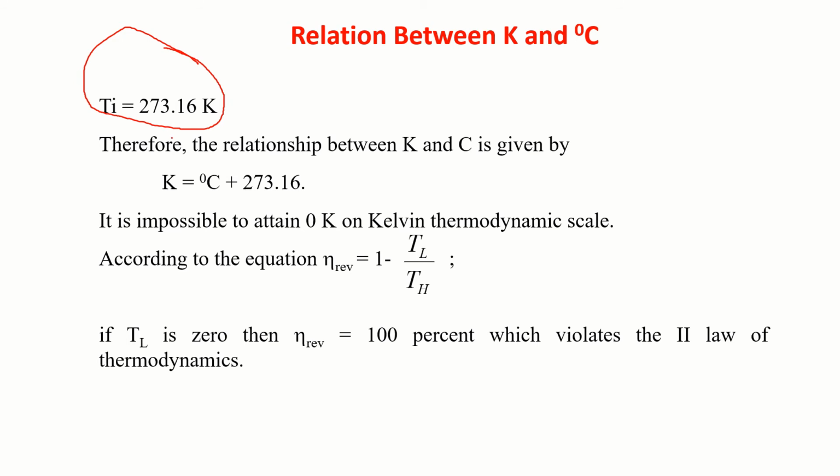This is nothing but the ice point, so 0 degrees Celsius is always equal to 273.16 K. In general, Kelvin is equal to any degree Celsius plus 273.16. Suppose 10 degrees Celsius is the temperature indicated by a thermometer. On the absolute thermodynamic scale this is given as 10 plus 273.16, that is 283.16 K. We don't write it as degree K, we simply write it as K.